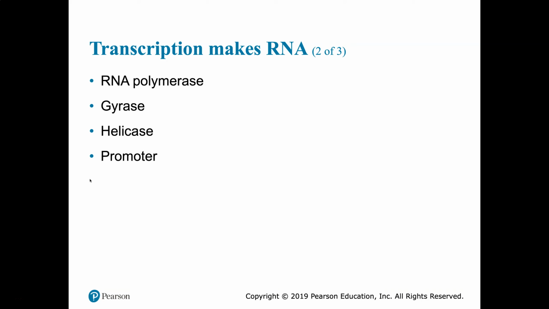So there are several components that a cell needs to undergo transcription. These are some of the enzymes. If something ends in A-S-E, it is almost always, not always, but almost always an enzyme. RNA polymerase, gyrase, helicase. A promoter is not an enzyme, it's a region on the genetic material.